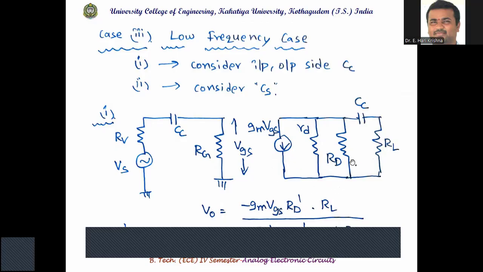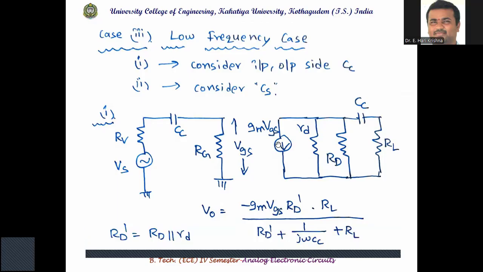This combination can be replaced with a Thevenin's equivalent model. These two, rd and RD, are parallel, and I am representing the combination as RD dash, where RD dash is rd parallel RD. So this voltage source will become gm VGS RD dash, in series with the capacitor and resistor. V0 is the voltage across the load resistor. The voltage is minus gm VGS RD dash multiplied by the load resistance divided by the total resistance. Total resistance is RD dash plus 1 by j omega Cc plus RL.